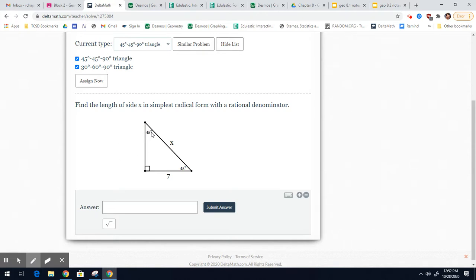First of all, I see 45, 45, 90. This is a 45, 45, 90 triangle. Side length, side length, side length square root of 2. That's immediately how I label this. Well, we need to find what x is. X is the side length square root of 2.